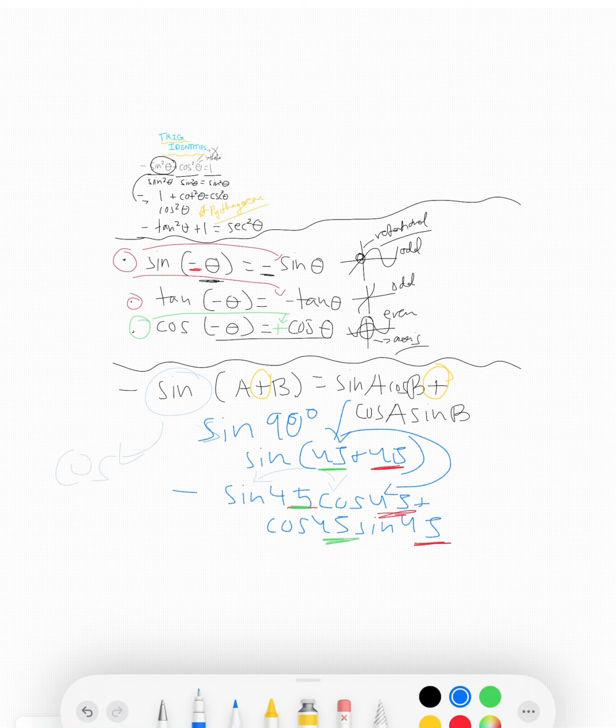And now we can look at the tan identity, which is a bit different. Let's write that down here.